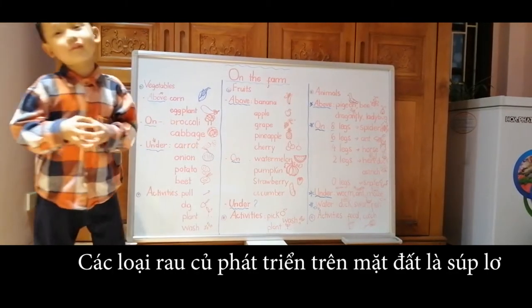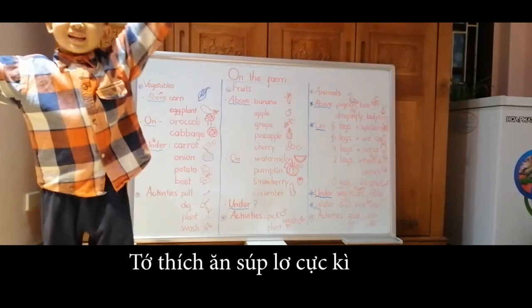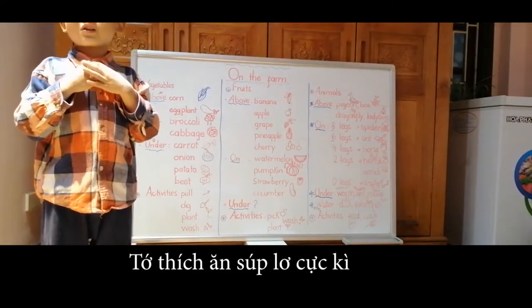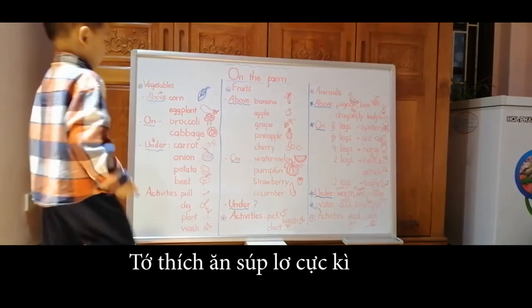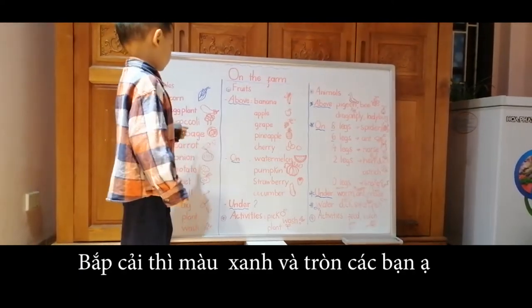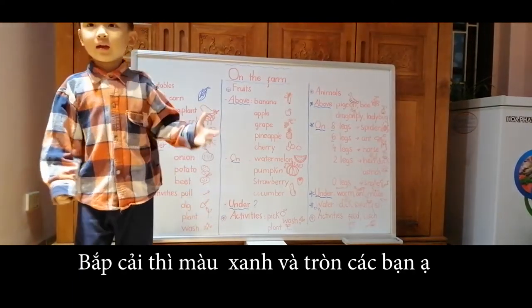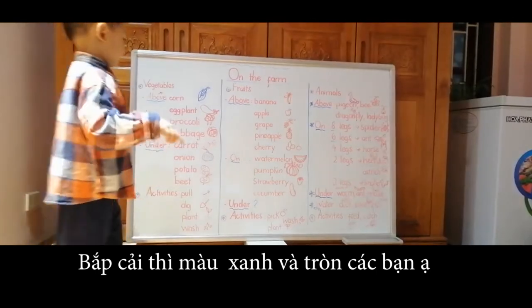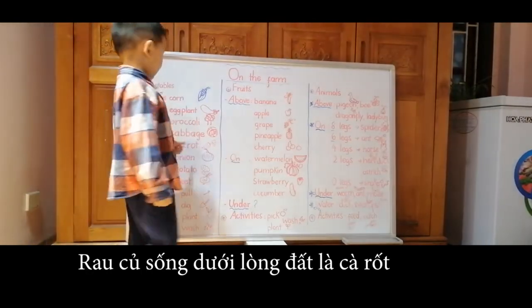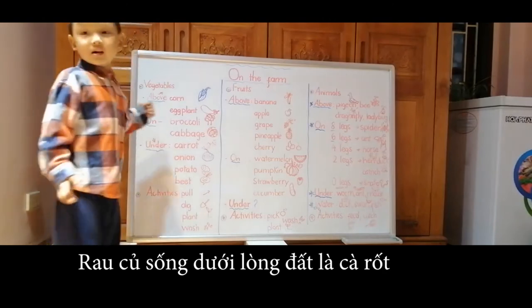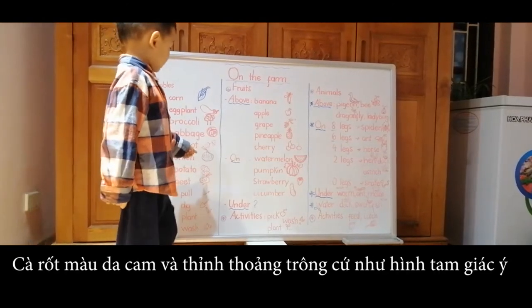Vegetable on the ground is broccoli. I love it. Broccoli. Cabbage is green and brown. Vegetable under the ground is carrot. Onion.